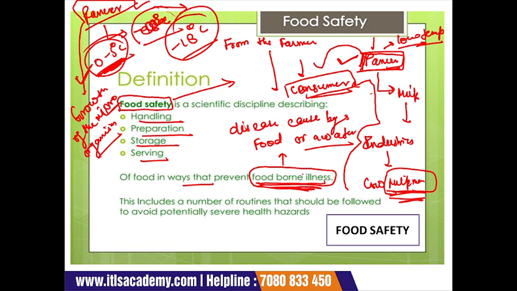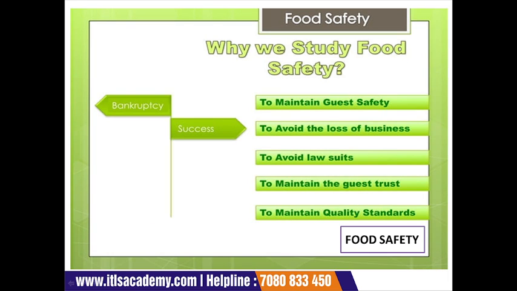So every time we don't just see the expiry date. Sometimes the expiry date is there, the food is not expired, but due to its storage condition or its handling condition, it will be spoiled. Now this includes a number of routines that should be followed to avoid a potentially severe health hazard that we are going to discuss. Now why do we study food safety?